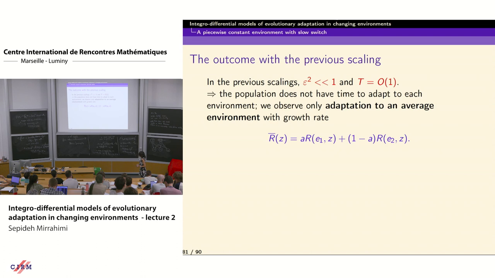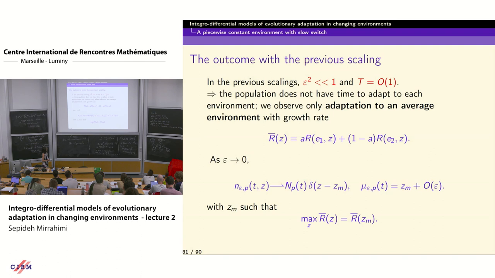And the average could be given by this function R bar. So this is the average growth rate, and this was the quantity that was appearing in this case. So we have A times R of E1 and z plus 1 minus A times R of E2 and z, which is the average growth rate. And then the population would concentrate on the point Zm, which maximized this average growth rate R bar. And we had a periodic size of the population because of the fluctuations, but concentration at this point Zm, which is the best rate in an average environment.